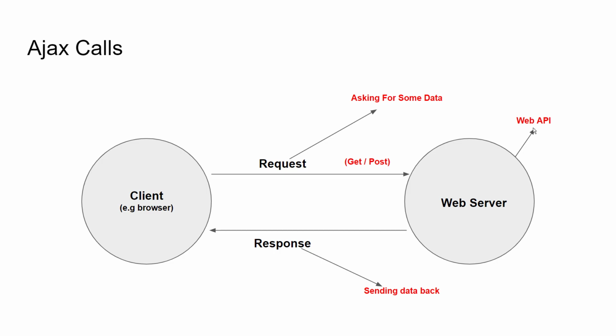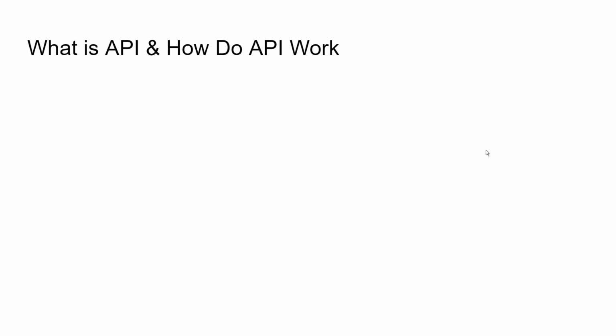Mostly we will use the web API to get the result from the API, like a weather API or map API, or you can use any API to get the result and display it inside your page. I will give you an example later. What is an API and how does an API work?